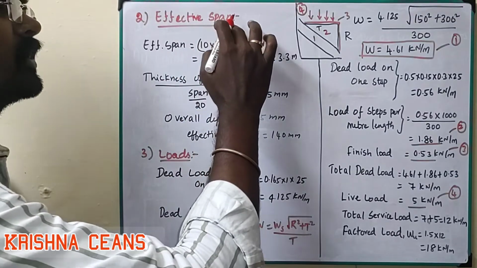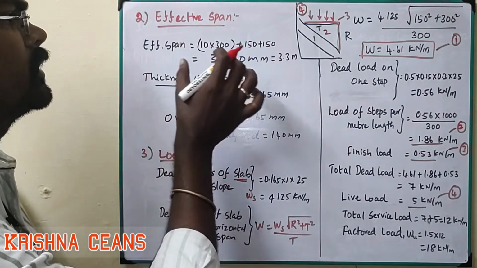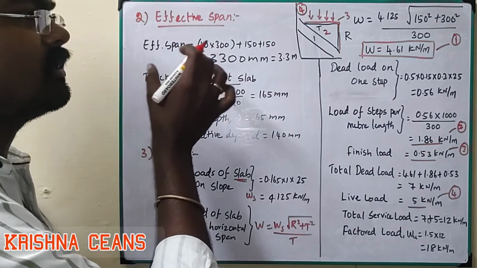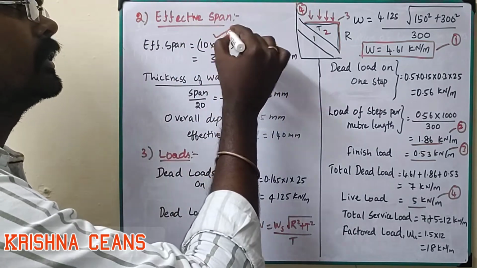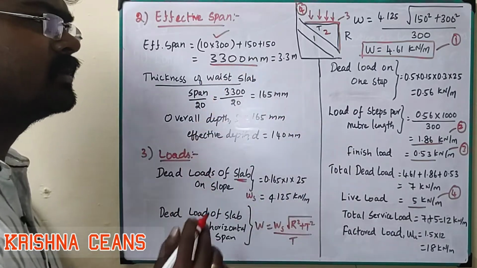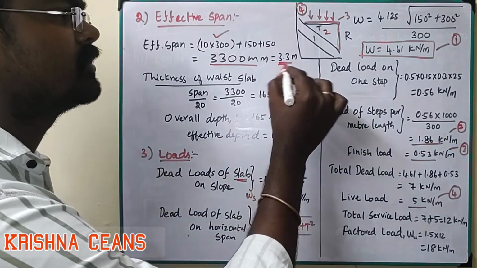Step number 2, effective span. So effective span is nothing but the number of steps into width plus half of the landings. So 10 into 300 plus 150 plus 150, we will get the 3300 mm. So that is 3.3 meter.